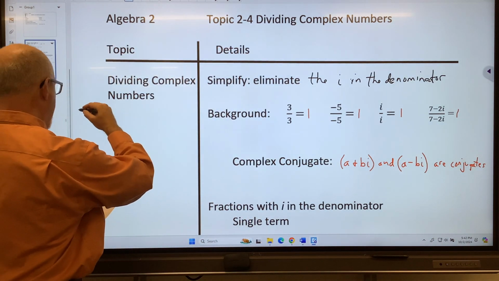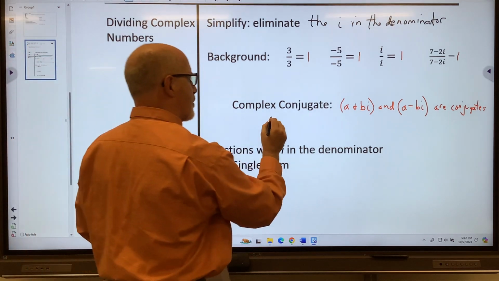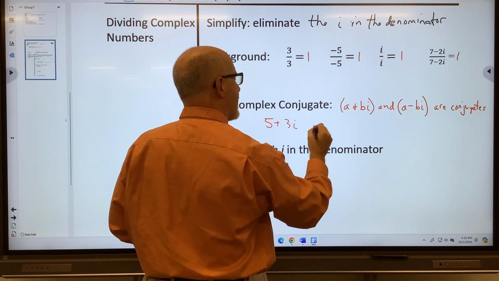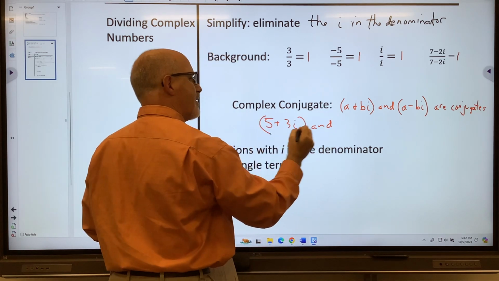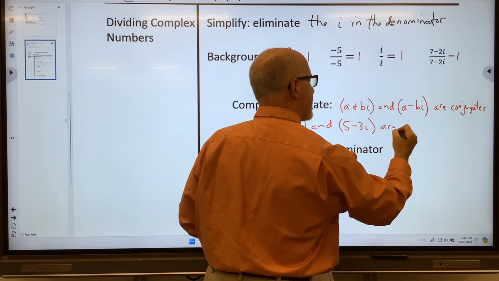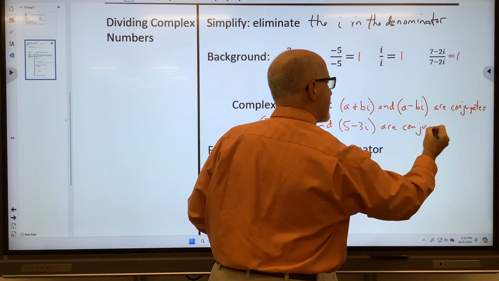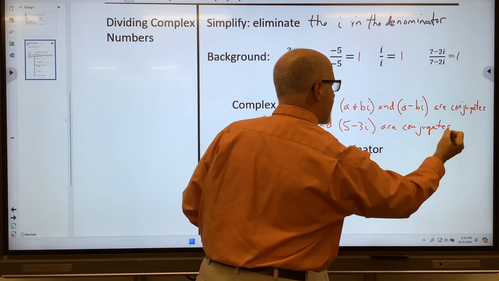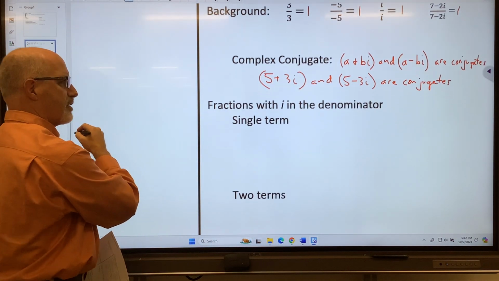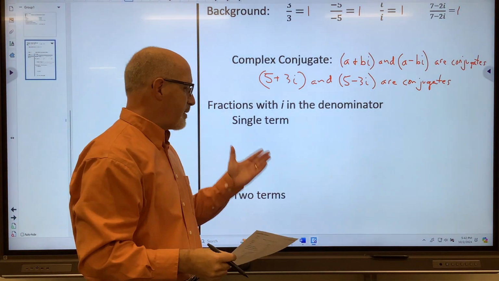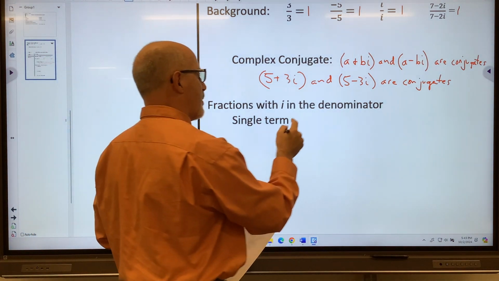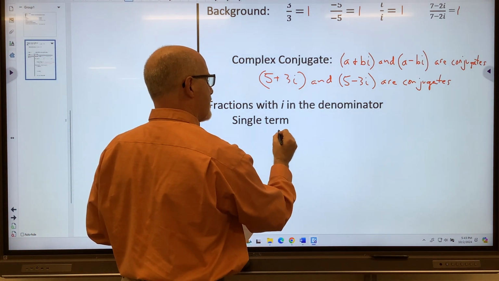Just as a quick example, if I have 5 + 3i, then 5 - 3i is the conjugate. We call them complex conjugates, but later on we'll also talk about radical conjugates. All right, so let's talk about the two different types of problems we'll have. When you have a single term within your denominator, here's an example.